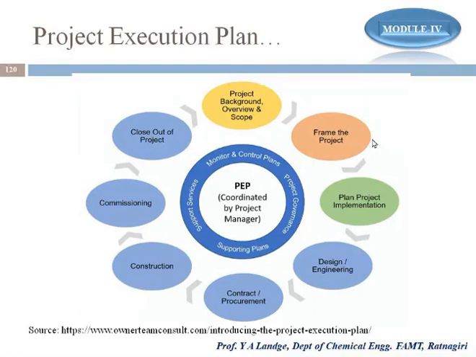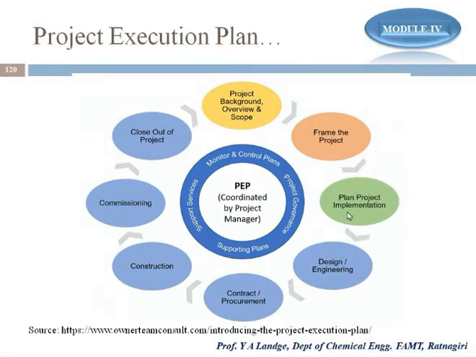So first, frame the project; you need to do a structuring of it. Just like we have to do a work breakdown structure, you have to find the team, collect the resources. So framing is important for us in the first case. Second, plan the project implementation. In the blue colors, we have design and engineering, contract procurement, construction, commissioning, and close out of the project. Once we know the objective, we make a frame of it, and then plan how we can implement, that is the process.